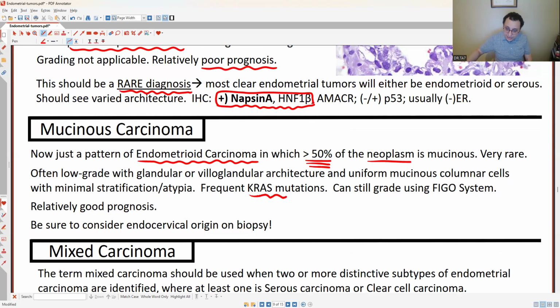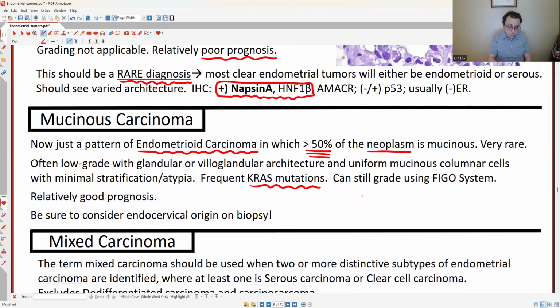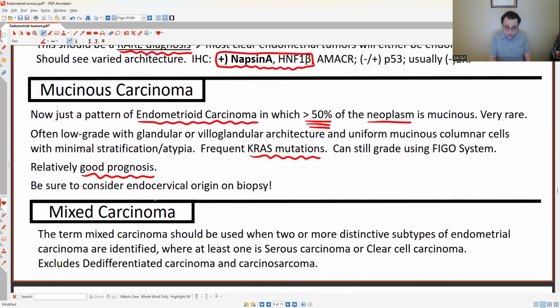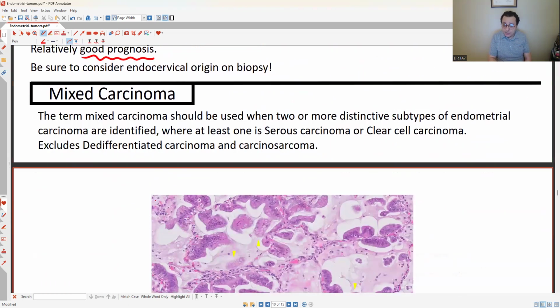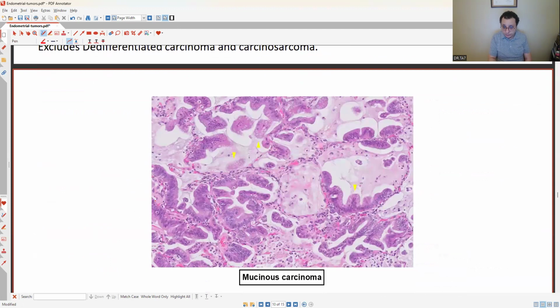It has a frequent KRAS mutation. You can still grade this using the FIGO grading because it's a subtype of endometrioid adenocarcinoma. It has a relatively good prognosis, and make sure that it's not endocervical. Make sure that it's not endocervical, it's just making its way up to the endometrium.